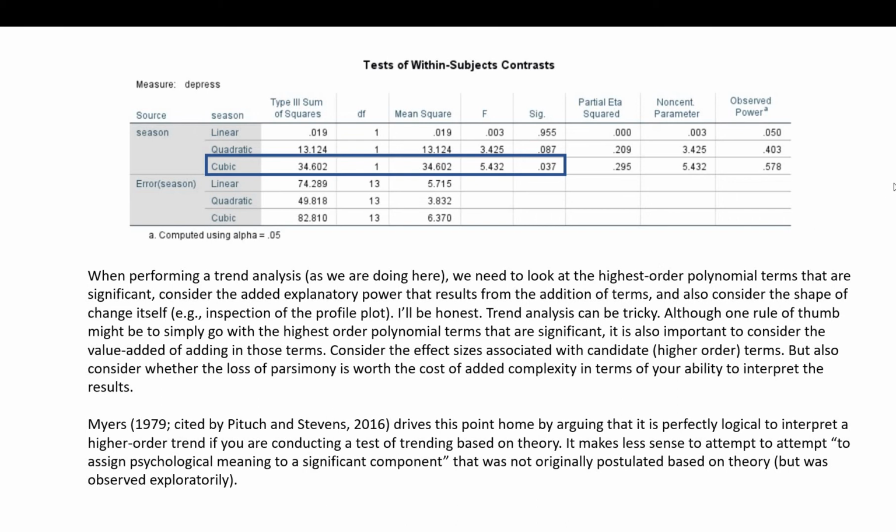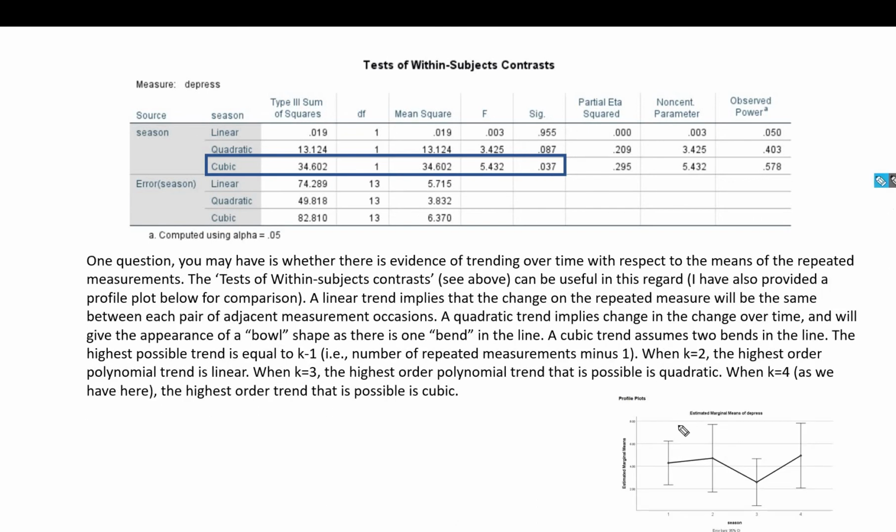So you'll see in this particular table that the linear component is not statistically significant. The quadratic component would not be considered significant at the 0.05 level, but the cubic trend would be considered statistically significant. If we look at the profile plot, you can see that it looks fairly consistent with more of a cubic trend.